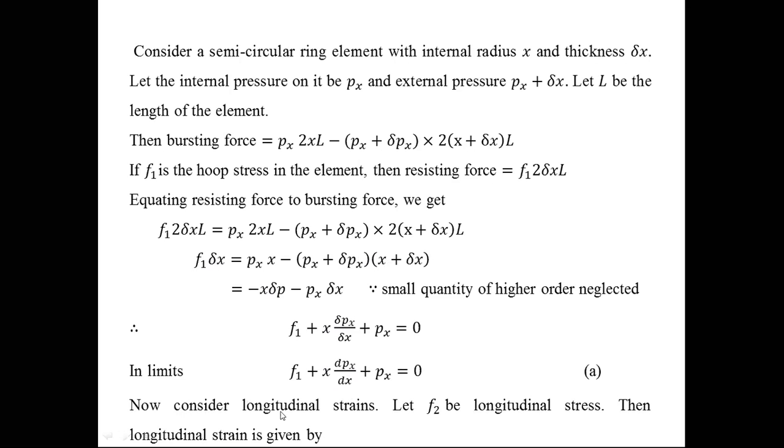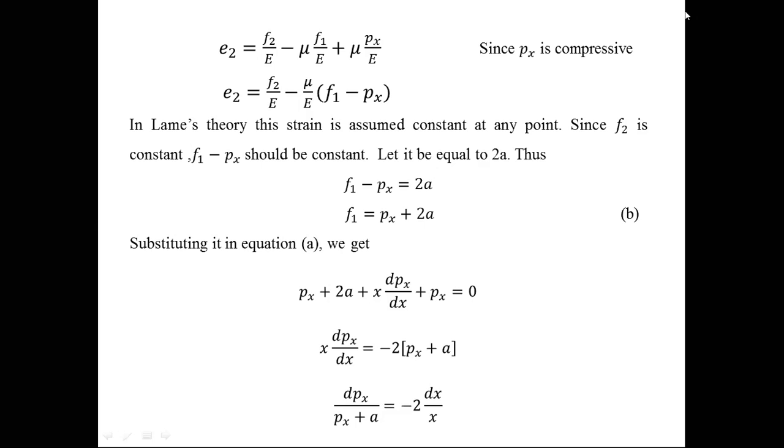Now consider the longitudinal strain. E2 is the longitudinal strain, F2 by E into this, the strain due to F1 force, and this the strain due to radial pressure. Then you can write E2, the longitudinal strain, in this line. So in Lame's theory, the strain is assumed constant everywhere. Therefore F2 is constant. Therefore, F1 minus Px should also be constant. Let this constant be taken as 2a.